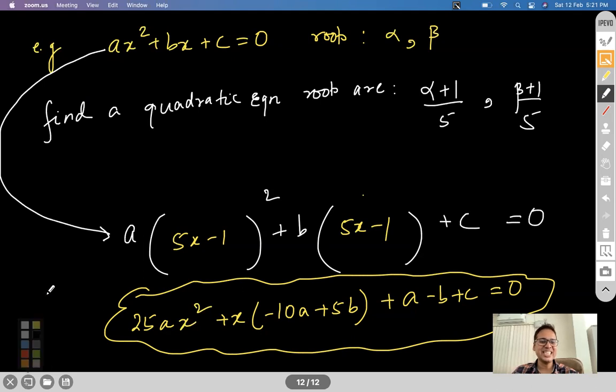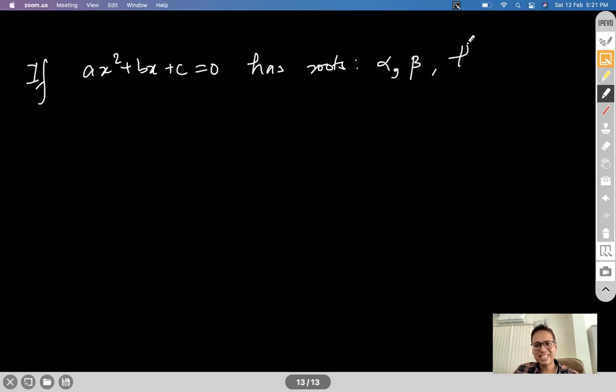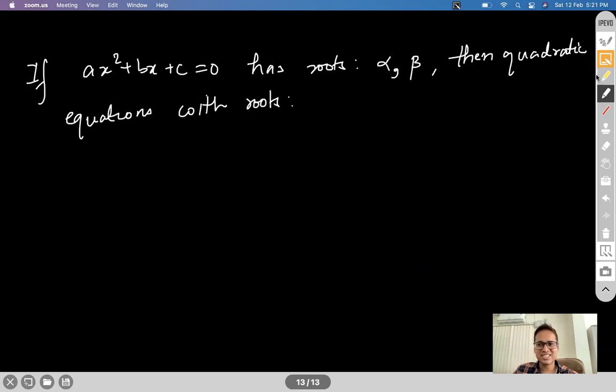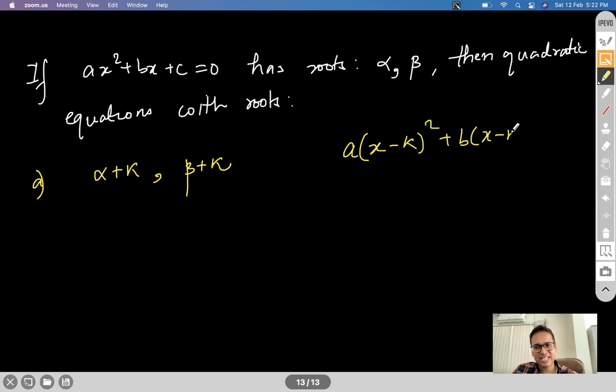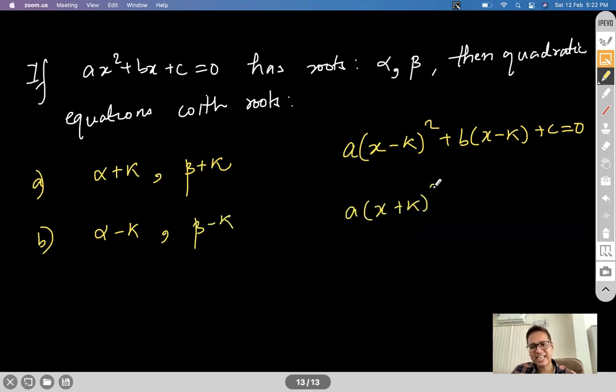Is this fine? Okay. So now I'll give you a quick, small exercise on this. Let's say if ax square plus bx plus c equal to 0 has roots alpha and beta. Then the quadratic equations with roots, let's say I take this example. So if you are adding any number k to both the roots, then what will happen? Your quadratic equation will become a(x minus k) the whole square plus b(x minus k) plus c equal to 0. You don't have to do anything else to get the quadratic equation. If you're subtracting any number k, in fact, it is the same approach. You just have to add that k to x.